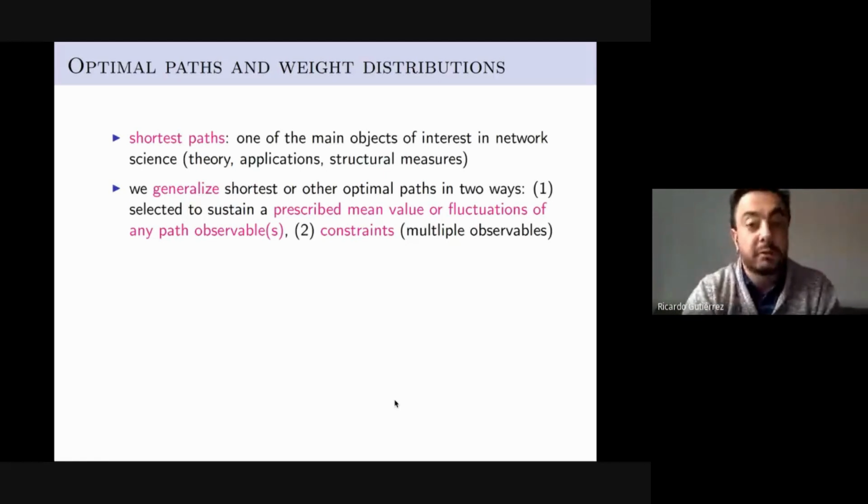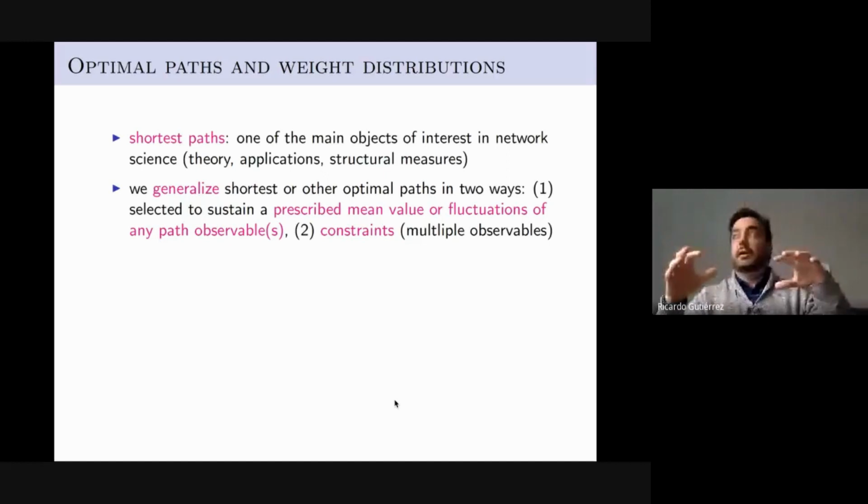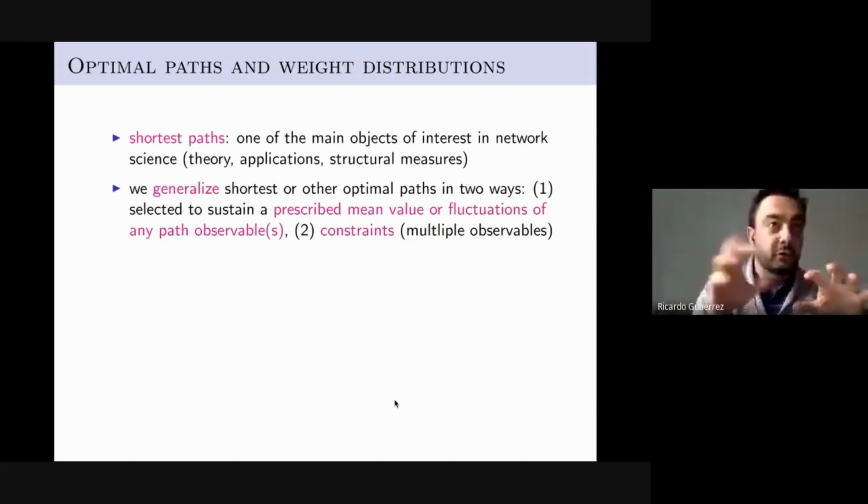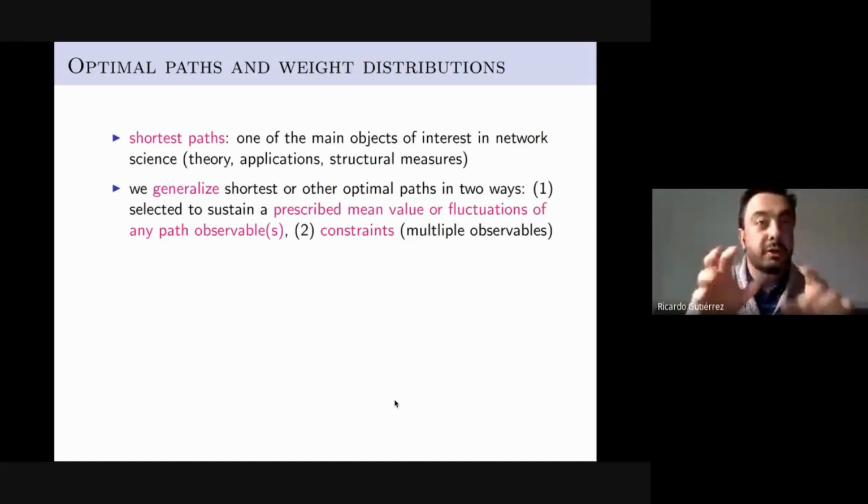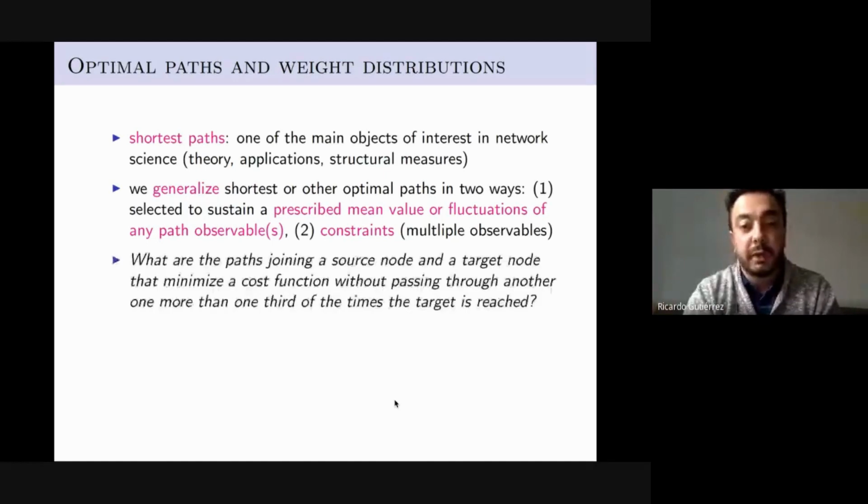And we will see that actually the goal that we want to achieve and the constraints that we want to impose on it are very much related. They're simply connected with different dynamic observables. Okay, so for example, questions that we would like to ask and we're able to ask with our framework. What are the paths that join a source node and a target node, minimizing a given cost function without passing through another node more than 1/3 of the times that the target is reached? That is one possible example.